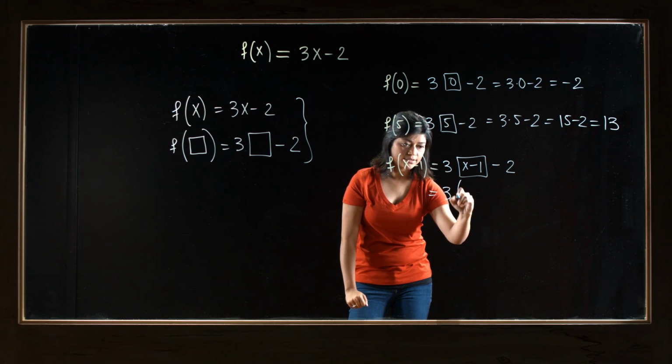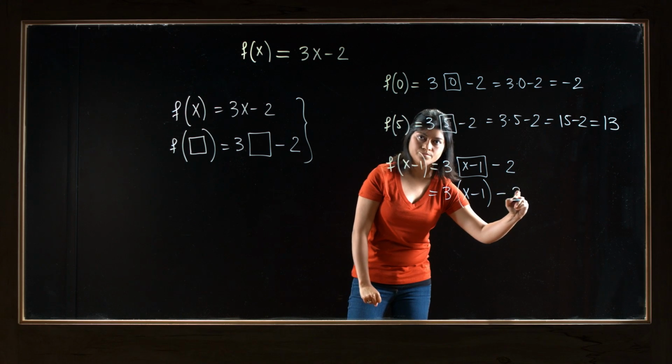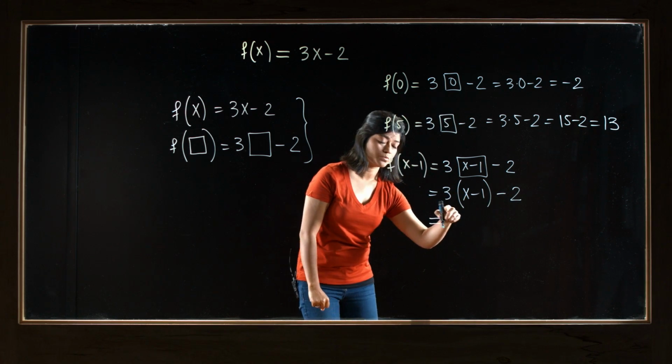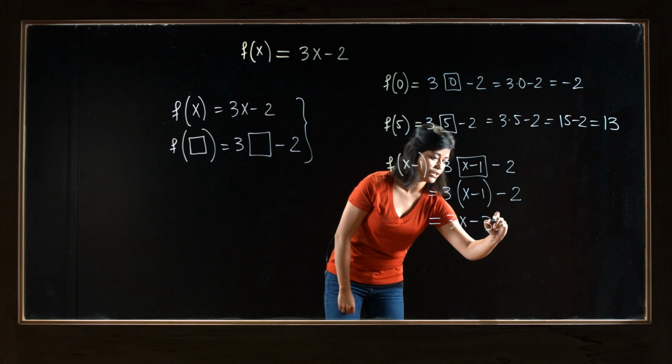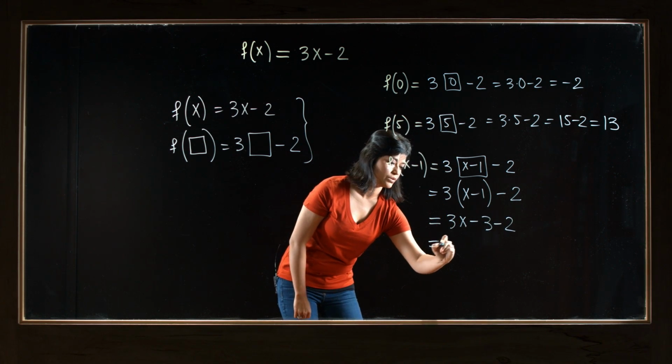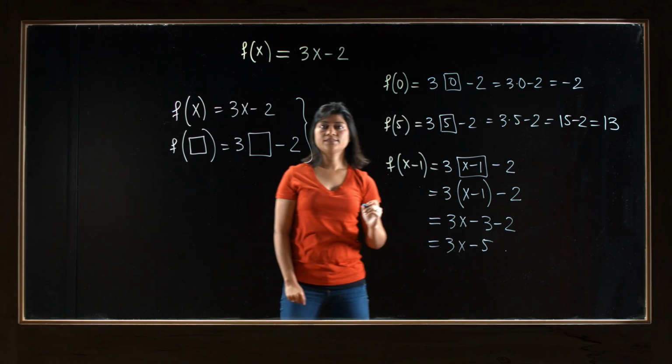So remember that. This is 3 times x minus 1 minus 2. And distribute the 3. You get 3x minus 3. And then you still have minus 2. So you get 3x minus 5. And that's the answer.